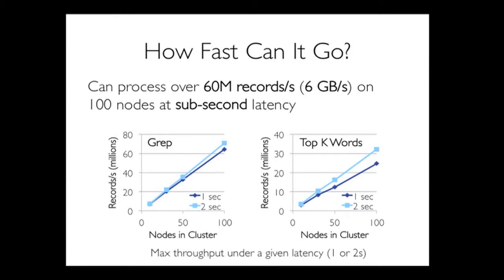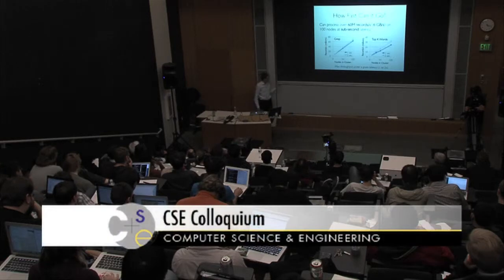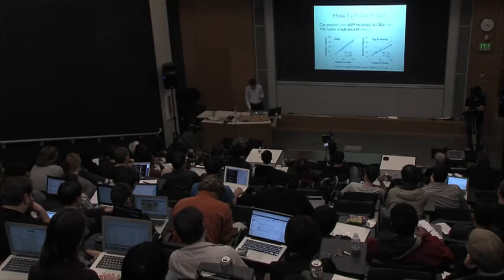These graphs here show the scaling for 2 applications. Grep is just searching for a regular expression, and top k is actually a sliding window word count and then a top k, so it's kind of like a 3-stage MapReduce job. This is running up to 100 nodes. The lines there show if you put a latency target of 1 second, where our latency was maybe 700 milliseconds, or if you put it at 2 seconds, you can get slightly higher throughput. But even with a 1 second latency target, we are scaling pretty linearly and performing pretty well.